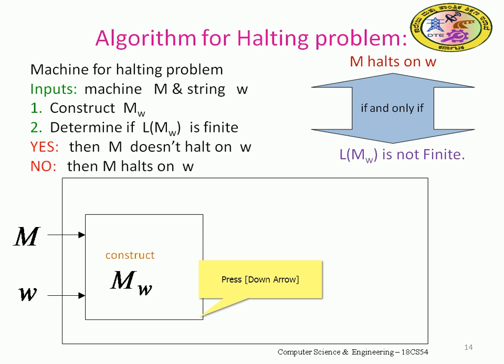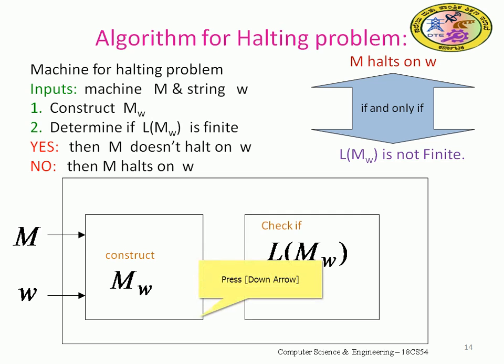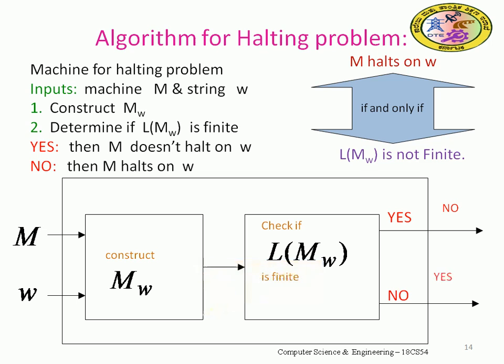There is an Mw machine constructed; it receives the w input, right? It checks whether L of Mw is finite. If so, then the answer is yes, and the machine does not halt on w. If no, then the machine halts on w, right? So that is a flip-flop kind of mechanism that will be exercised in the halting theorem. From this diagram we are able to make the concept clear.